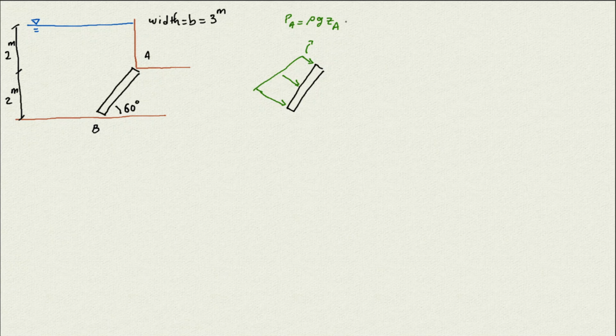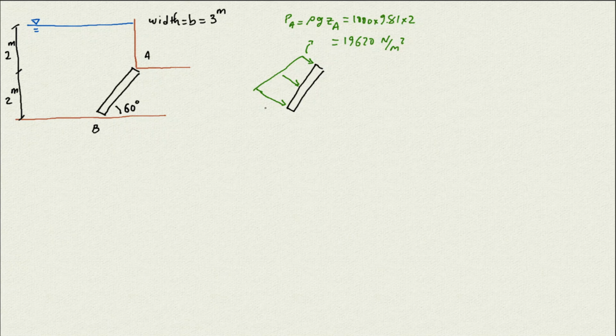which is going to be for the density of the water, if you consider the density of water 1000, then times 9.81 for the gravity, and the Z here is just 2 meters from the water surface. And if we calculate that magnitude, it's going to come out as 19,620 Newton per square meter.